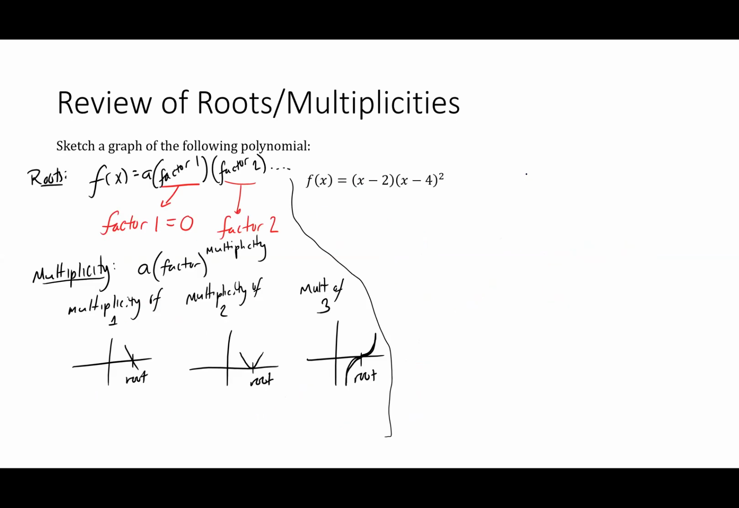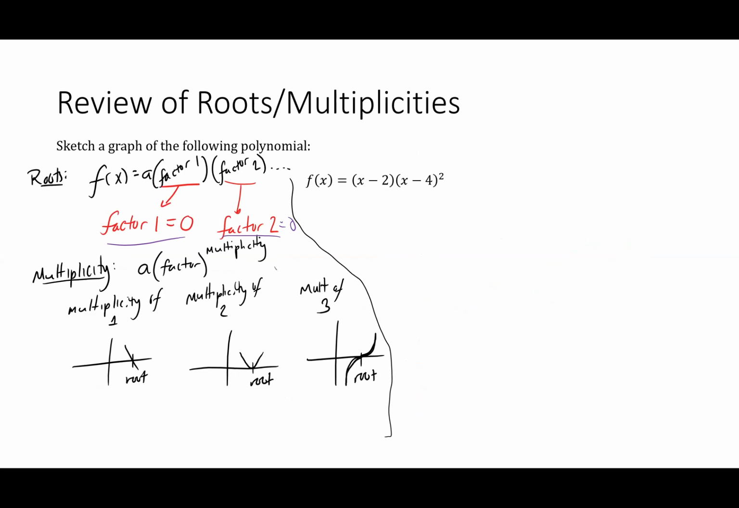Now, let's review roots and multiplicities. This is going to seem a little out in left field, but it's going to come into play as a legitimate method for solving polynomial inequalities. If I were to have a factored polynomial, in order to find the roots of that polynomial, I would set each factor equal to 0. And then I would solve for my x value.